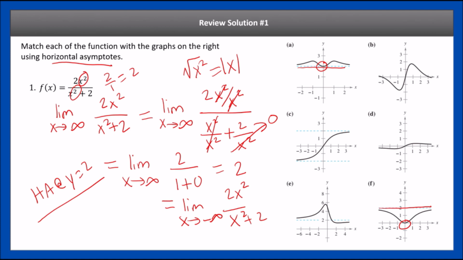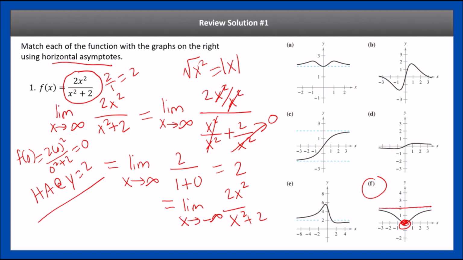If we plug in 0 into this function, we get 0, right? So f of 0 is 2 times 0 squared over 0 squared plus 2, which is 0. So it does actually start at 0, so that indicates it's got to be this function right here, okay, and not A.